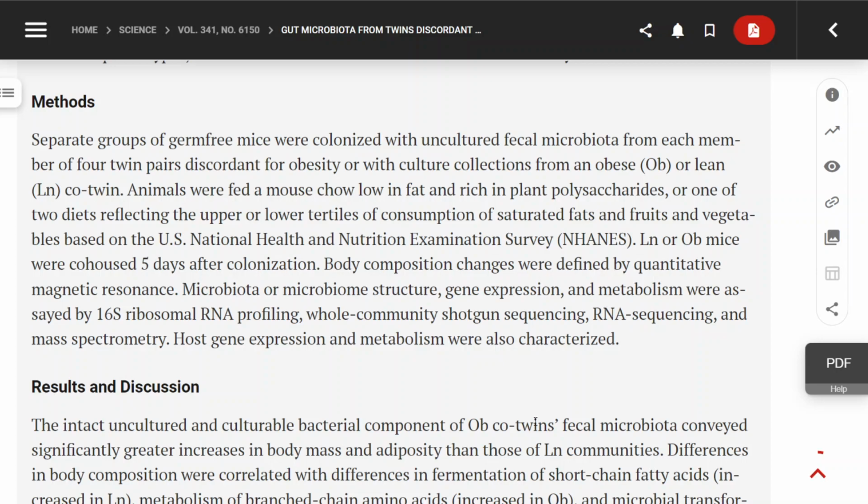So in people, it's possible that by changing the diet, you could change your microbiome to a more lean and healthy microbiome. And there's a video on the channel talking about how to improve your gut microbiome. And I'll try to link that above here.